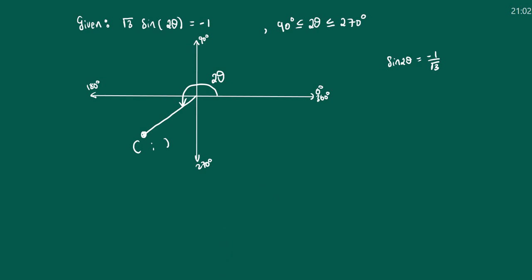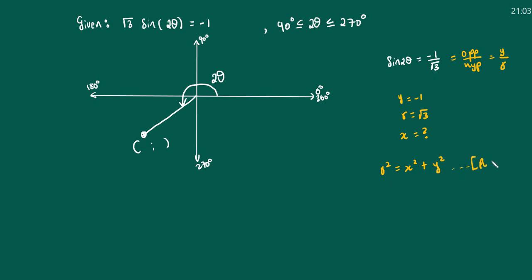How do we know which one will be x, y, and r? Remember, sine is opposite over hypotenuse. And we know that opposite is y. Hypotenuse is r. So this means that you are given y over r. So your y will be negative 1. Your r will be root 3. That means you are only missing your x. Then to get that x, remember, r squared is equal to x squared plus y squared.